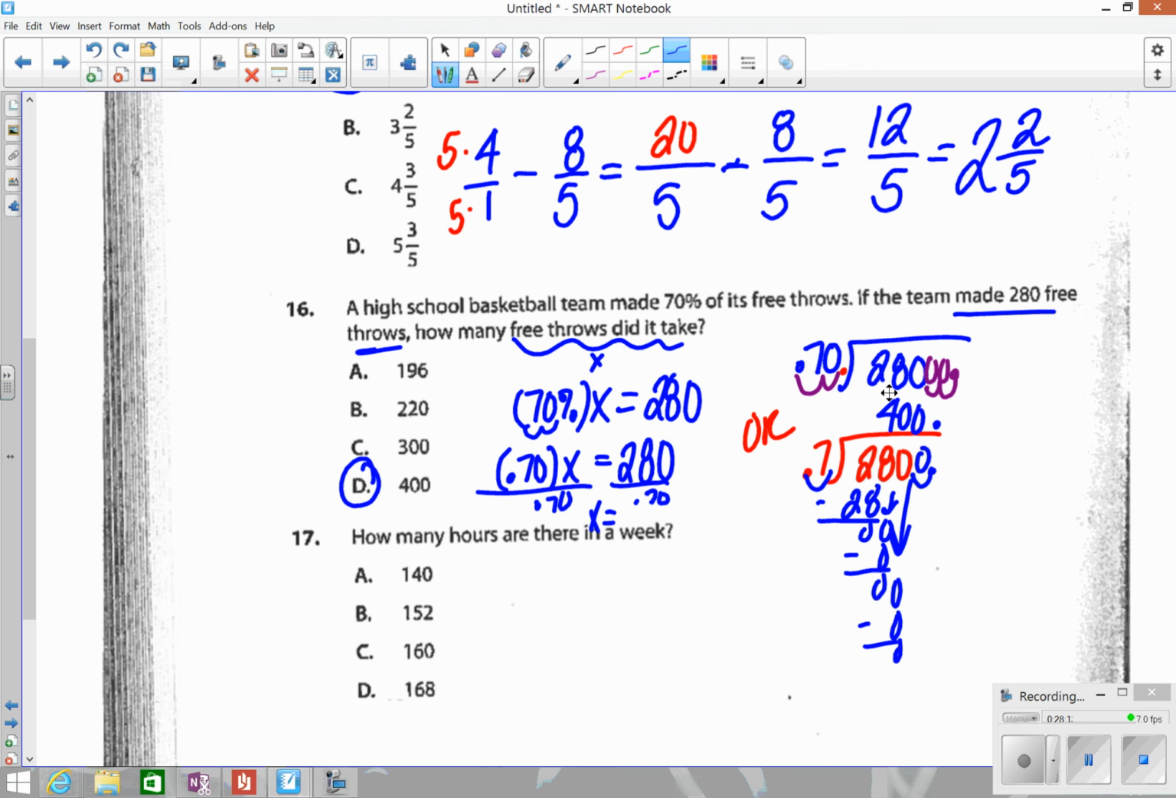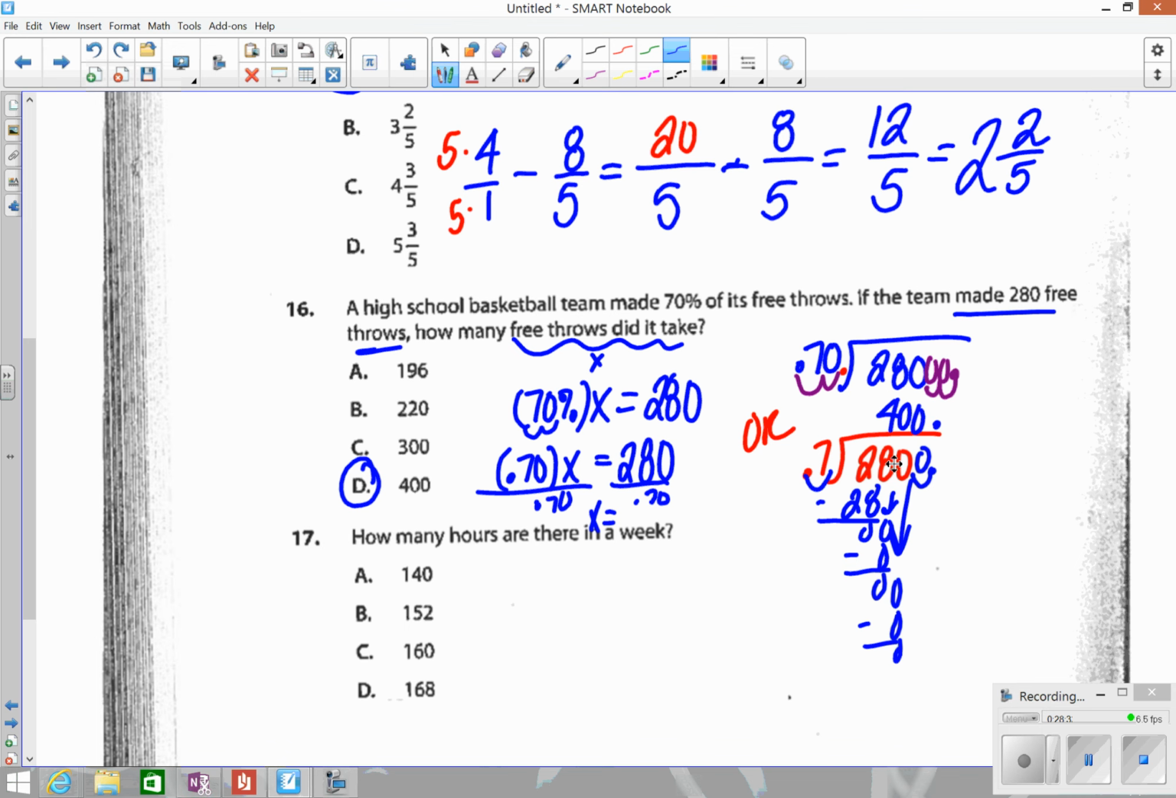And that would be the same answer over here. It's just, again, like I said, then you're dealing with 70. So instead of thinking of it as 7 going into 28, you'd be thinking of it as 70 going into 280, which would happen 4 times. And then you would have your zeros at the end, so you get the same answer.